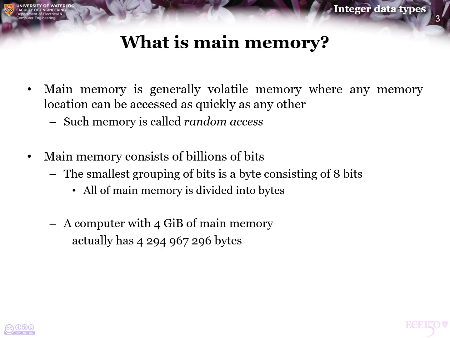A computer with 4 gigabytes of main memory actually has approximately 4.3 billion bytes. This translates to approximately 34 billion bits.